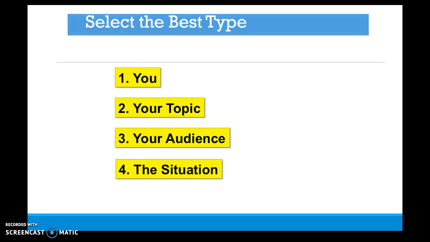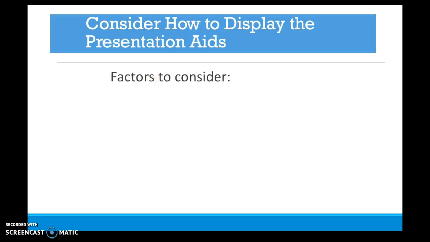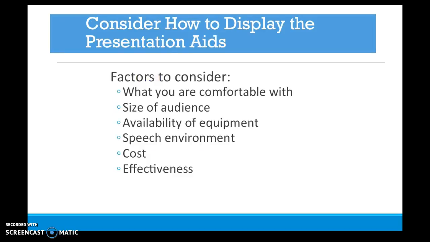Consider where, why, and when you are speaking. This could significantly influence the type of presentation aid you're using. Other factors to consider, what are you comfortable with? The size of, not really the size of your audience for this, but the size of your video, the availability of equipment, speech environment, cost, and effectiveness.